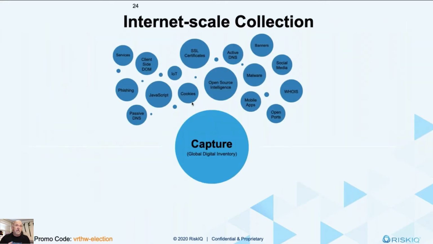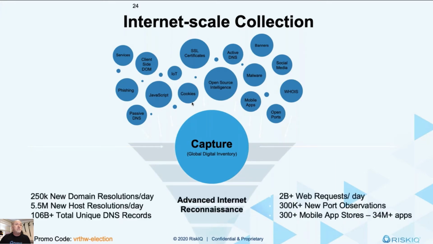When the data comes in from what we've collected from the client-side document object model, the certificates, all that information, we see about 250,000 new domain resolutions a day. That means somebody's bought a domain, a new IP address was seen with it, a newly observed domain, or the IP address on that domain has changed. We have over 5.5 million new host resolutions daily, over 106 billion unique DNS records. We do over 2 billion web requests a day. There's over 300,000 new ports that we observe.